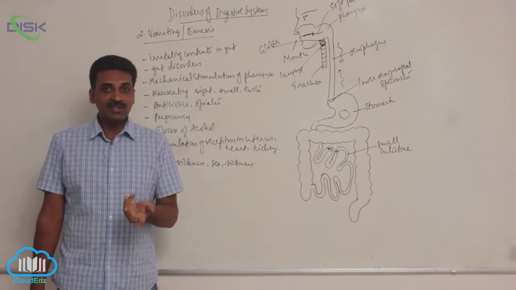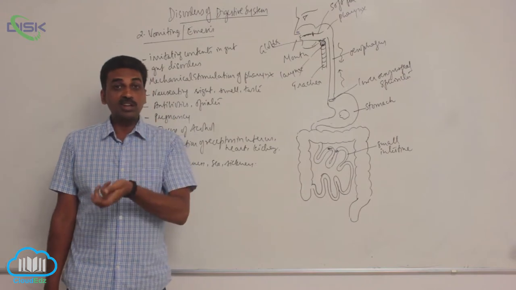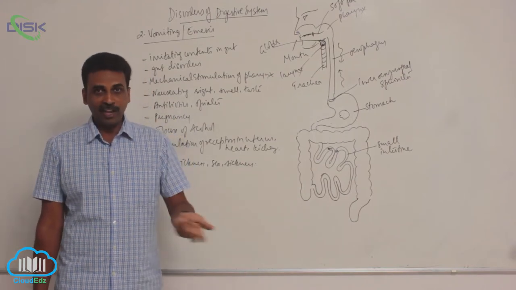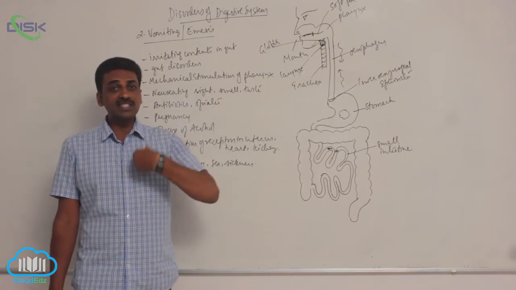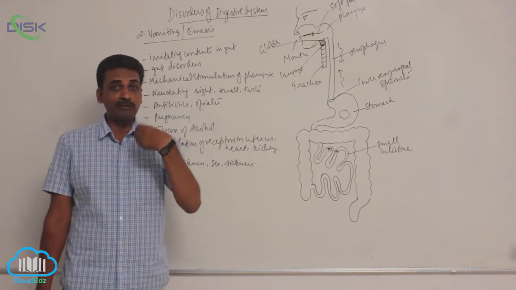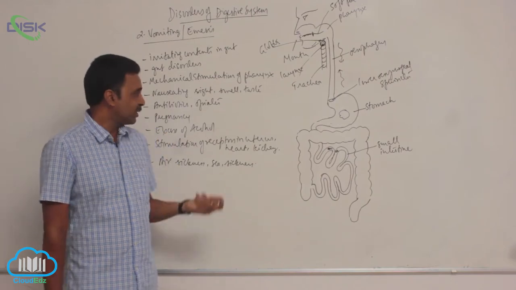Likewise, opiates, substances which are derived from opium, like morphine, like heroin. There is a good variety of such substances. When you take substances which are derived from opium, there are vomitings.